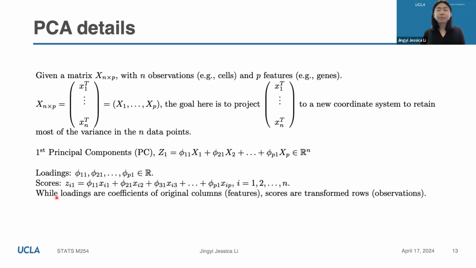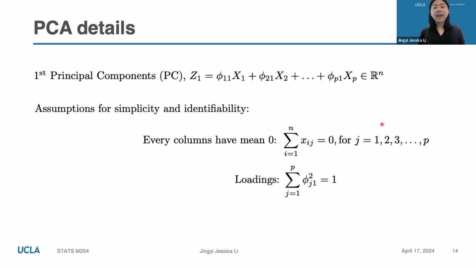Okay, so one more explanation. While loadings are coefficients of original columns, features, scores are transformed rows, observations. So you have one PC1 score per observation, per cell, and you have one loading per original feature. Okay, so again, I'm pasting this again. This is the first PC for the n observations. This is the PC1 score vector. It's a linear combination of the original P vectors.